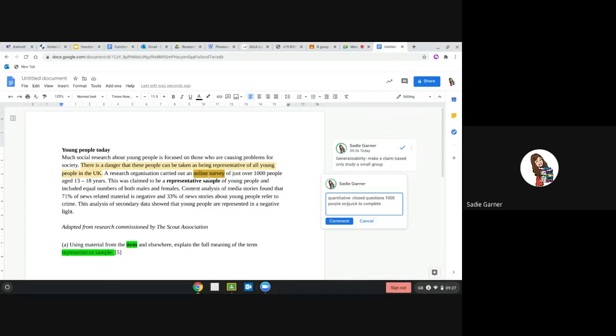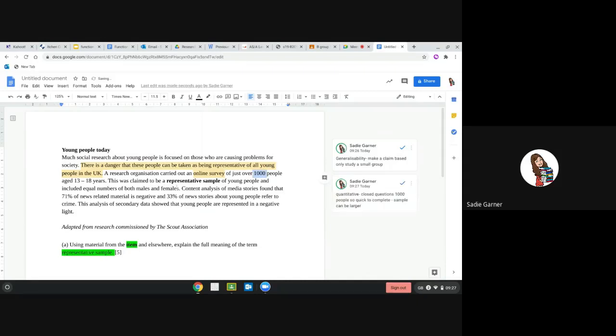So they're probably making a hint, well, they are, I think, making a hint that actually with 1,000 people, the questions are likely to be closed, they're quick to complete, so the sample can be larger. So it's definitely quantitative, even though they haven't said it, because there's 1,000 people. A sample that large must have a method which is closed questions to have that many respondents, because it's so quick to complete.